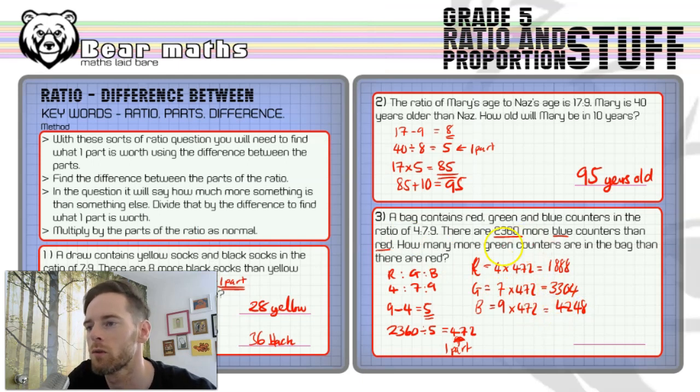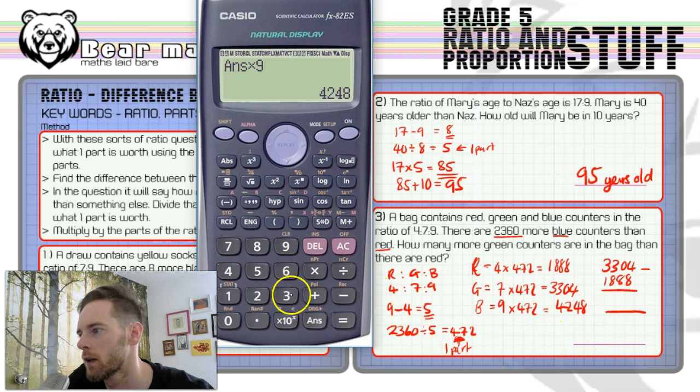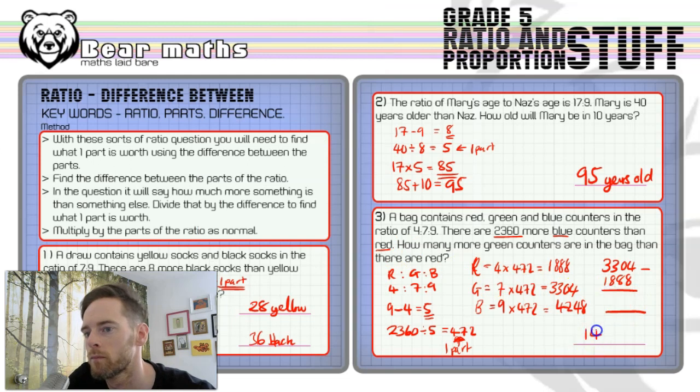Right, I'm going to read the question again to see what it wanted me to work out. So how many more green counters are in the bag than there are red? So there's our green, there's our red. So we're just going to do 3,304 minus 1,888. And that's going to give us our final answer that we're going to put down here. And let's just do that in the calculator. So 3,304 minus 1,888, 1,416. Doesn't matter if I put it there or there. There you go. So that's the final answer. How many more green counters are in the bag than red?